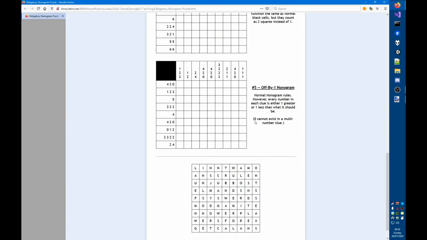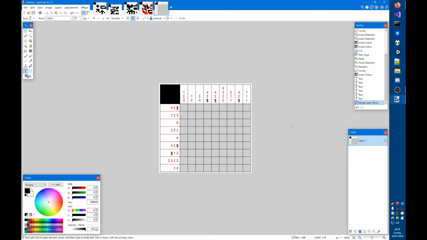Now, it says here that 0 cannot exist in a multi-number clue. And surely that implies that all of the 1s must actually be 2s, right? So I can already put those in. So that must be a 2, that must be a 2, that must be a 2, and all of these must be 2s. Let's just do it like that. There you go. This one here must be a 2, and this one must be a 2.